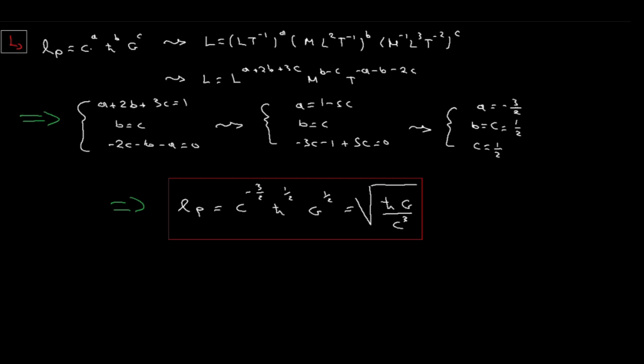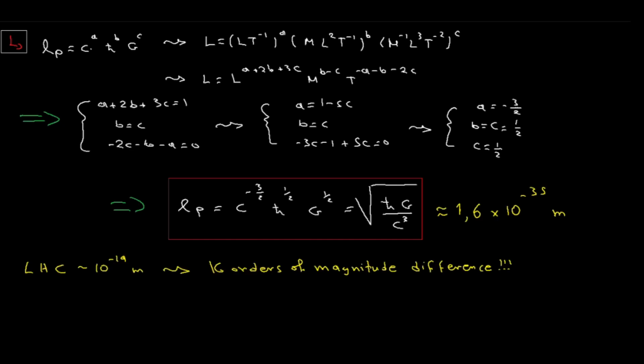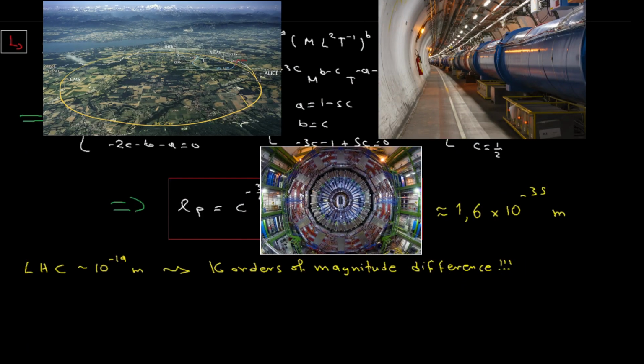Plugging the numerical values of c, h bar, and G into the equation reveals that the Planck length is of the order of 10 to the -35 meters. This is an incredibly small length. For context, the Large Hadron Collider in Switzerland, this incredible machine we built to uncover the secrets of the Standard Model, can probe lengths of about 10 to the minus 19 meters. This is a 16 orders of magnitude difference.